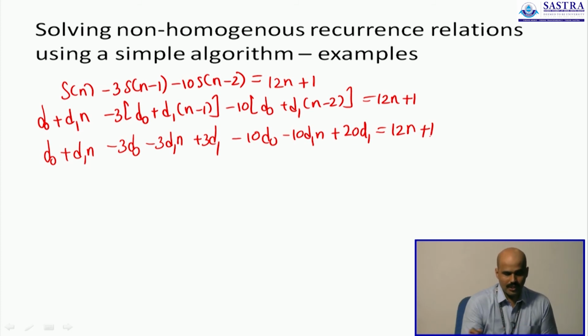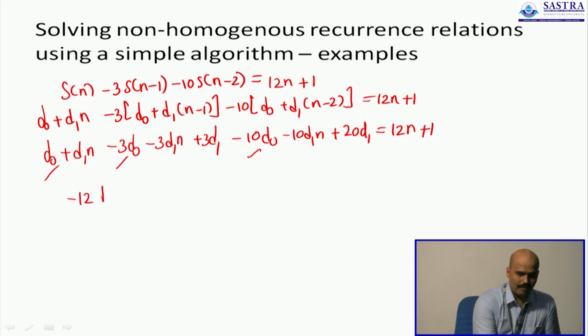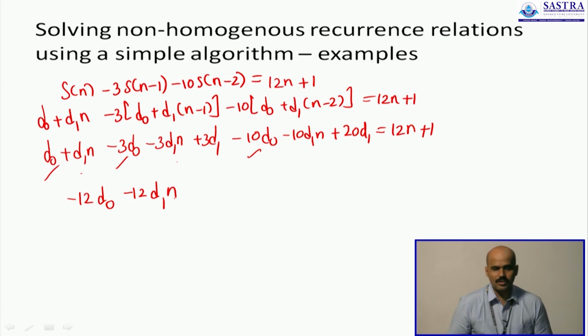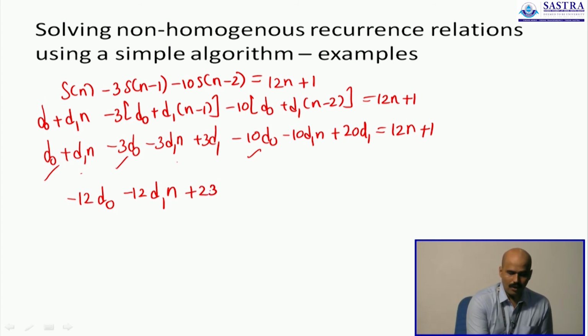Now the d naughts can be grouped. d naught minus 3 d naught minus 10 d naught, so that's a 13 minus 1, that's a 12 minus 12 d naught. d1n minus 3 minus 2 d1n minus 12 d1n again, and let's group the d1s again, 3 and 20, giving us a 23 d1. All of this is 12n plus 1.